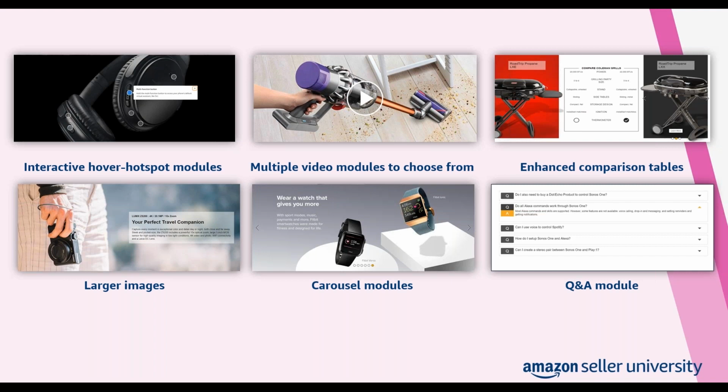They can help showcase different uses of a single product or highlight other products in your catalog. Finally, the Q&A modules can help you proactively address customers' most frequently asked questions. Addressing common customer questions or concerns will help you provide a better overall experience and reduce the likelihood of returns. Brand story content can be used with both premium and standard A+ content.